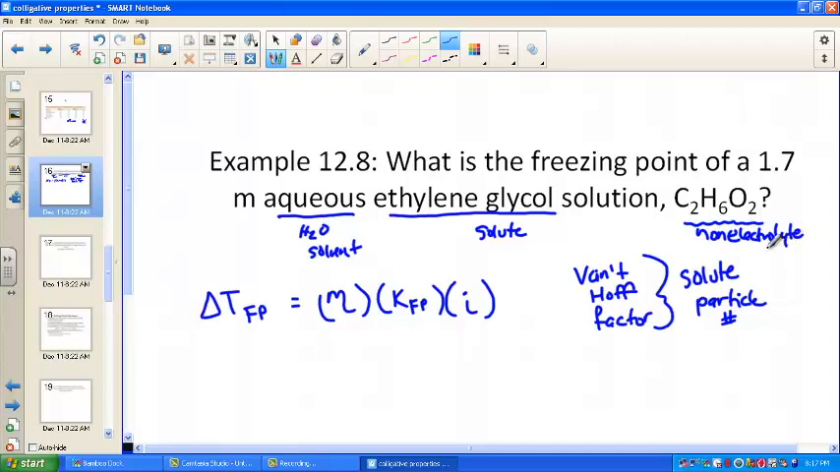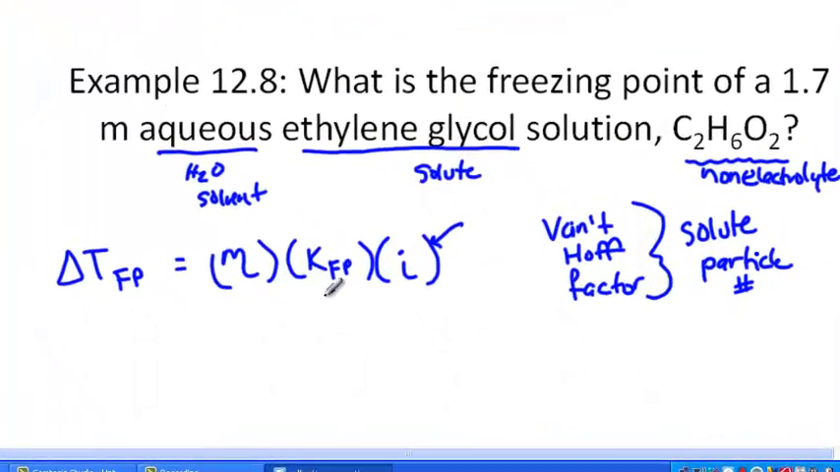A non-electrolyte means it doesn't dissociate. The Van't Hoff factor will be 1. One particle remains intact. But it's just a habit. You'll always see me write molality times the K constant times the Van't Hoff factor, even if it's a molecule, because it's a good habit to form. This will not be 1 for any kind of ionic salt, but for molecules it will be a 1.